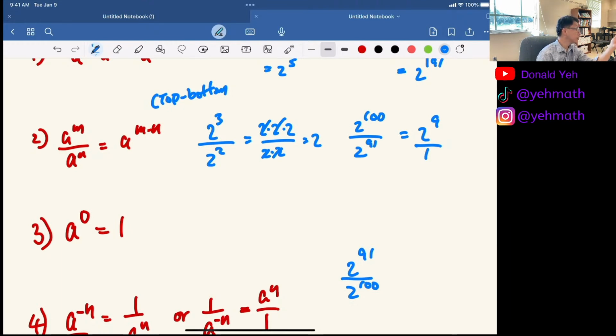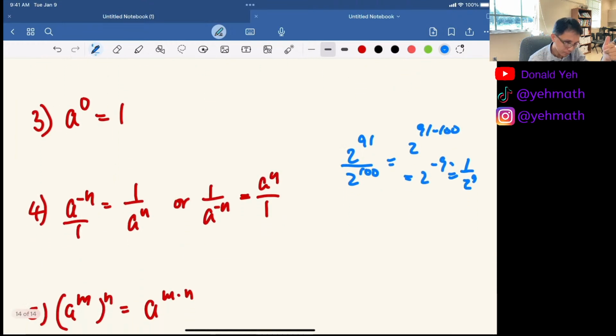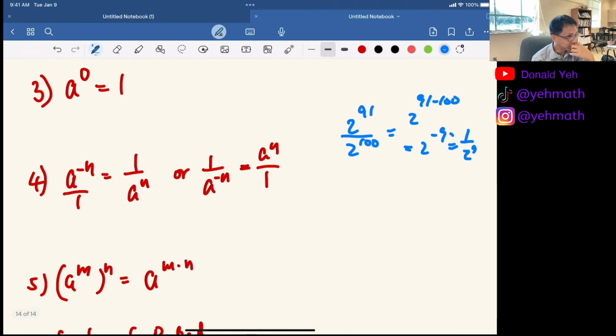Yes, Ian? Exactly. Because you'll get 2 to the 91 minus 100, so it's equal to 2 to the negative 9. And according to the exponent rule, you should not have negative exponents. Do you guys remember that? So that's equal to 1 over 2 to the 9th. Good. That covers all the rules.